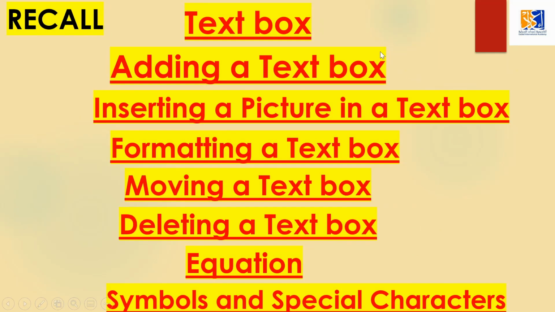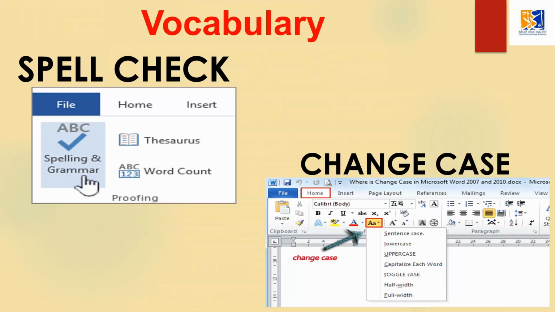Let's do a recall. What did we study in our last class? We studied about a text box. We studied how to add a text box, how to insert a picture into a text box, how to format a text box, how to change the shape of the text box, how to change the color of the text box, add effects, how to move the text box around your Word document, how to delete a text box, how to insert an equation, and how to insert symbols and special characters. These are all the things we learned in our last class. Yes or no? Yes. So let's see what we are going to study more today.